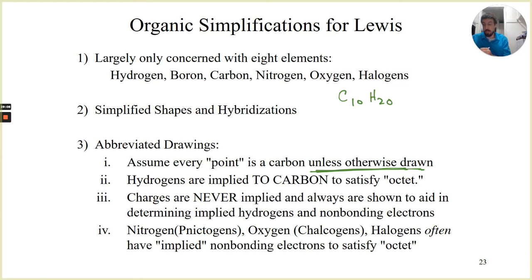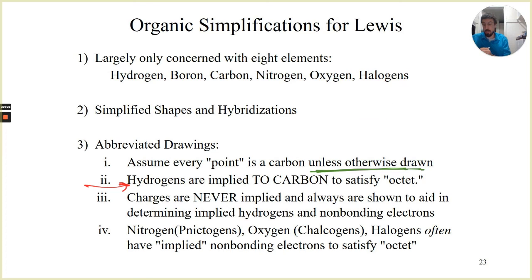Now it gets a little bit more complicated and you didn't want to have to draw all that out, okay? Which addresses the next issue. Because you might be like, well, there's only 10 carbons, there's 20 hydrogens, I don't have to draw every single hydrogen. Ta-da, rule 2: hydrogens will be implied to carbon to satisfy an octet.